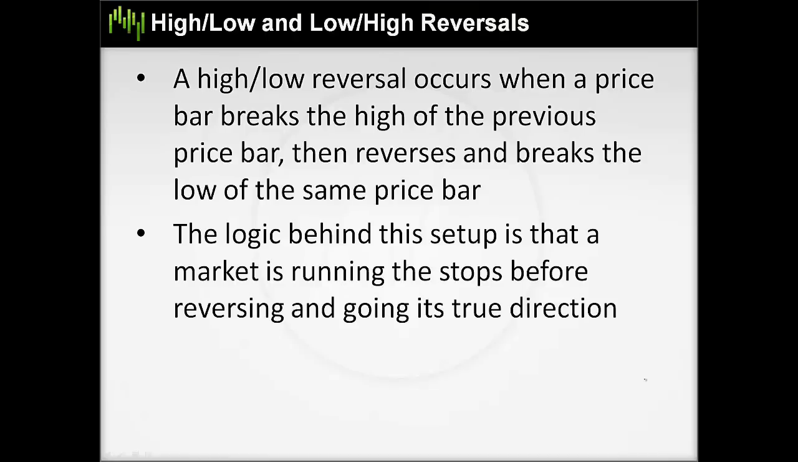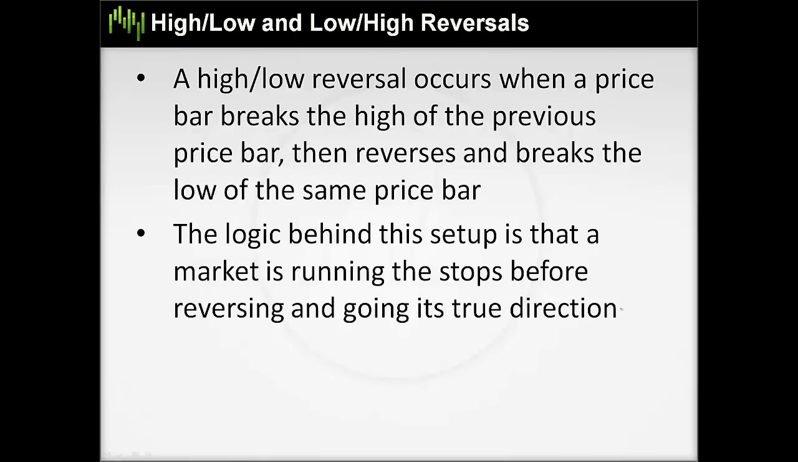The logic behind this setup is essentially that a market is running the stops before reversing and going its true direction, or its original intended direction. The psychology is that, for a high-low reversal, the buyers came in and pushed prices all the way up, ran all the stops out of that market, and then turned it right back around and shot it through the floor. The previous price bar's high or low is always a little bit of support or resistance. So once that's been broken, we're expecting the market to continue to climb or sell off.